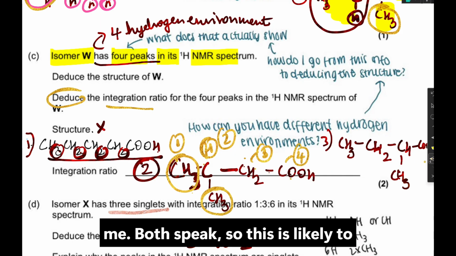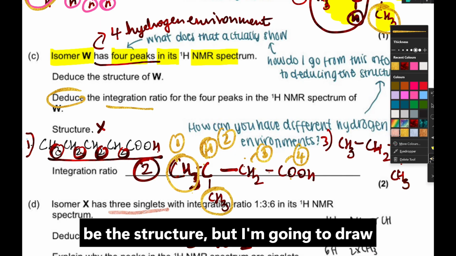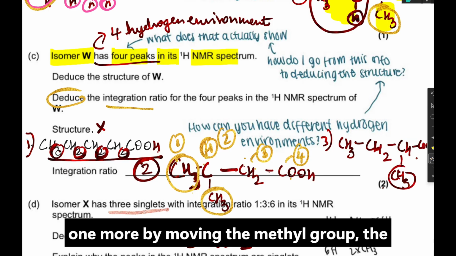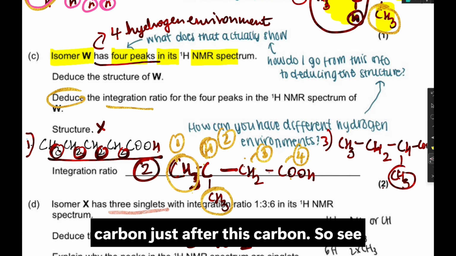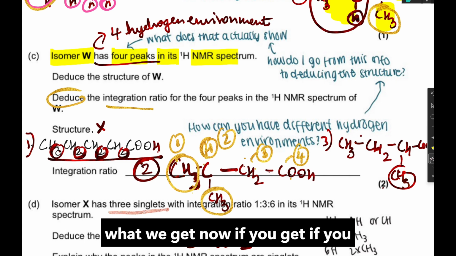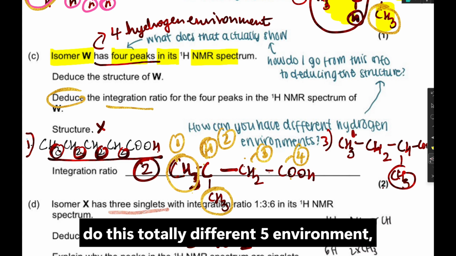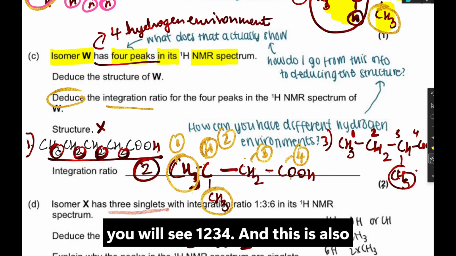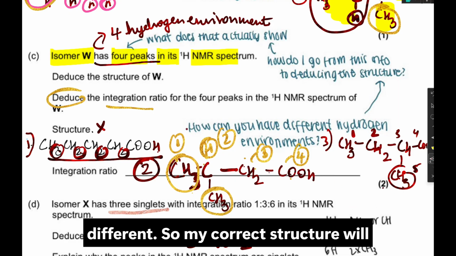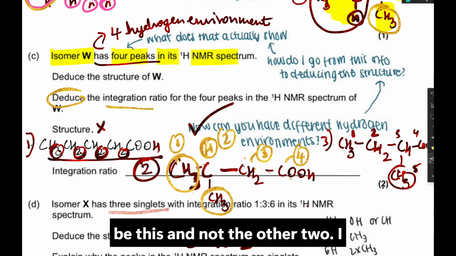peak. So this is likely to be the structure, but I'm going to draw one more by moving the methyl group to the carbon just after this carbon, to see what we get. Now if you do this, you will see a totally different five environments. One, two, three, four, and this is also different. So my correct structure will be this and not the other two. I hope this is making sense.